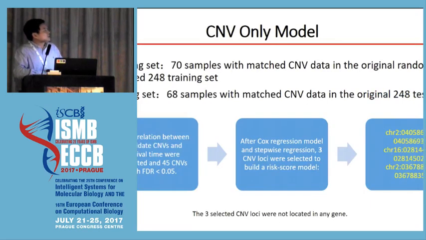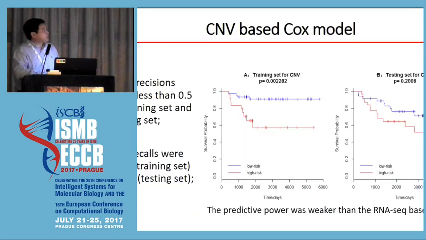So next, we work on the copy number variation only model. Using the same process, we selected 3 copy number variation loci. Interestingly, these 3 CNV loci are not located in any genes. They are not in the genic region. Based on this model, we built the Cox model, and the precision is less than 0.5 on the training and test sets. The recall is roughly around 50% for the training set and the test set.